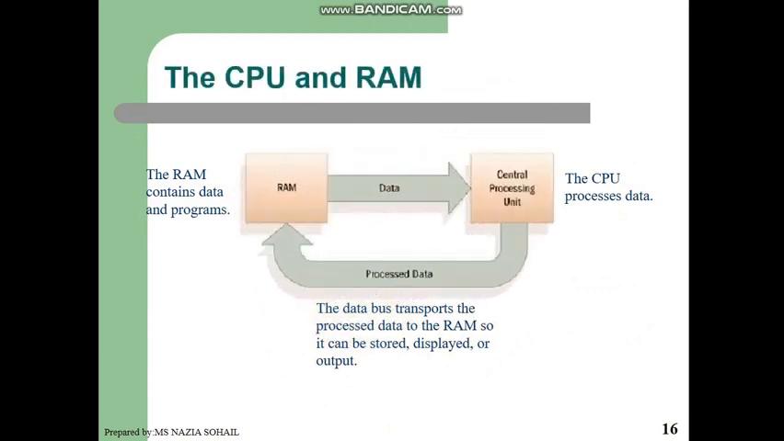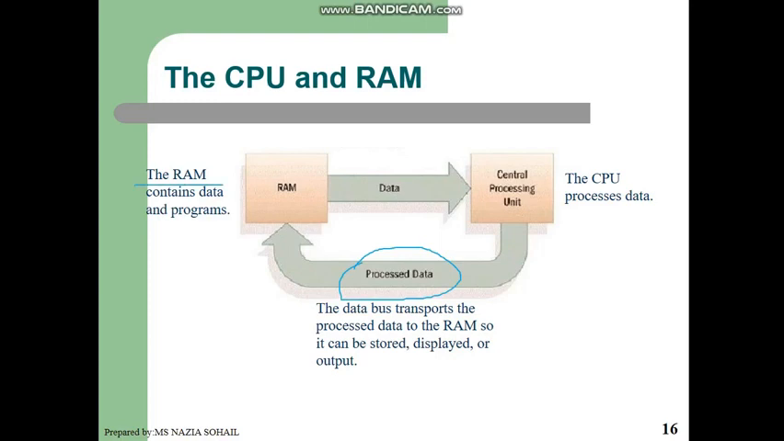The CPU and the RAM. So let's look at the connection between RAM and CPU. The data is transferred from the RAM to the CPU, and then the CPU sends results back and communicates again with RAM, which we call processing data. The RAM contains data and programs.